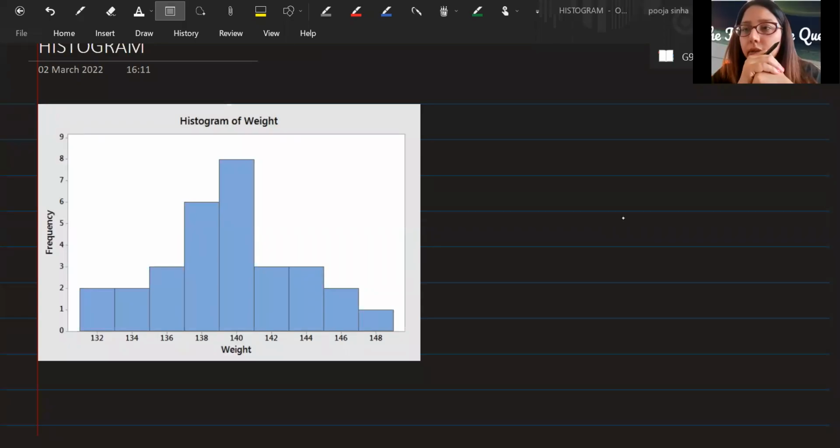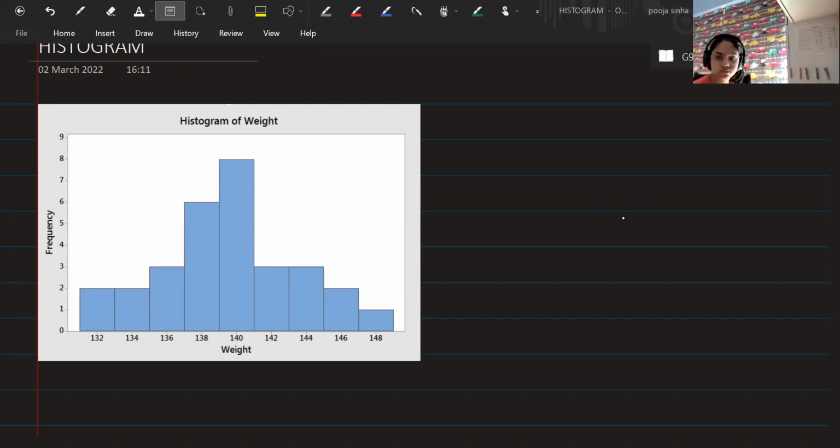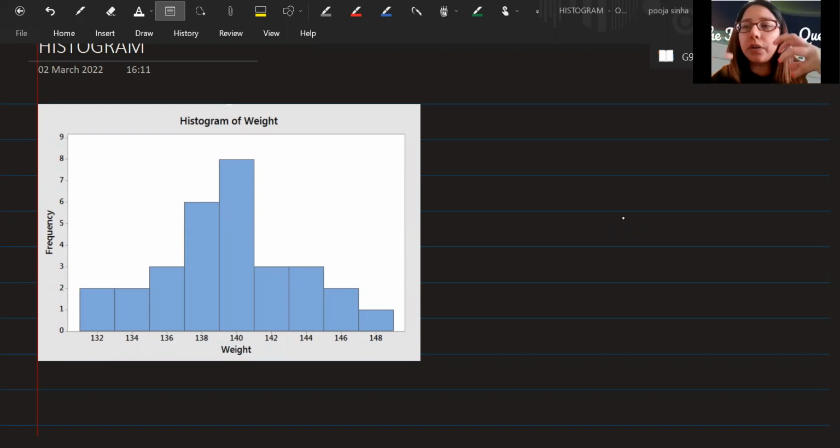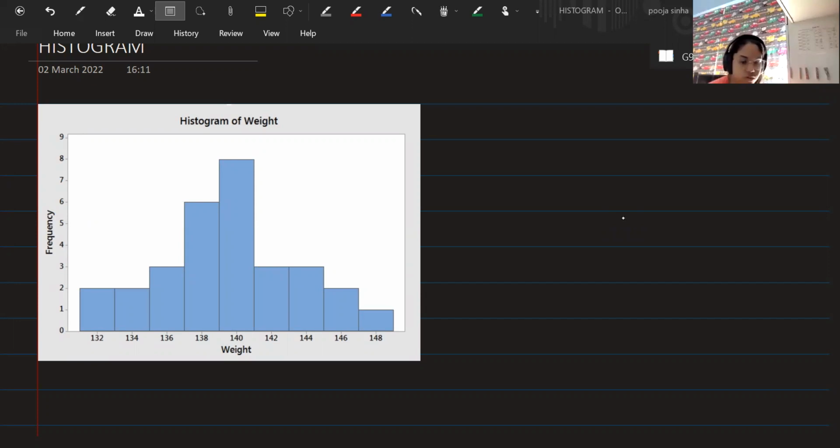What do you see on your screen? Histogram. What do you see? But in a histogram, what is special? How do you know it is a histogram and not something else? What are the features of a histogram? Frequency. The bars are connected.